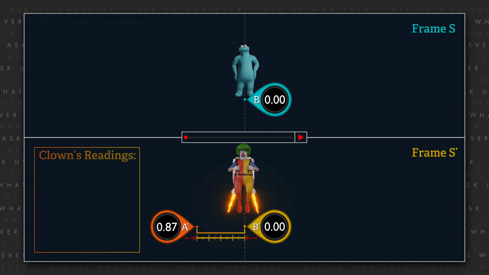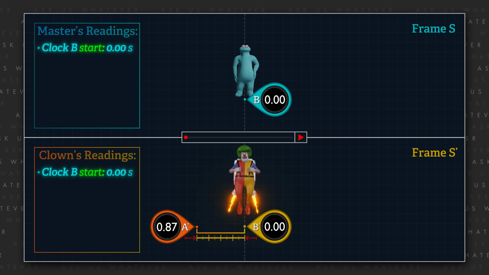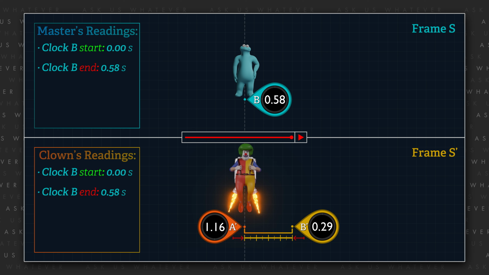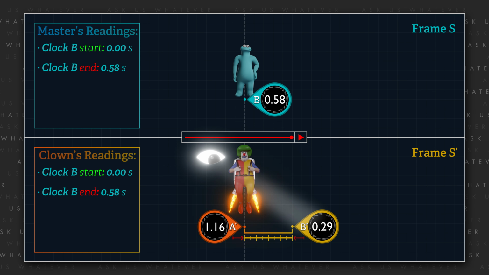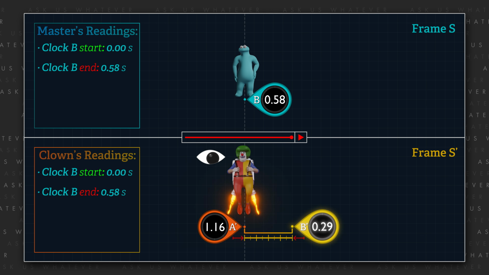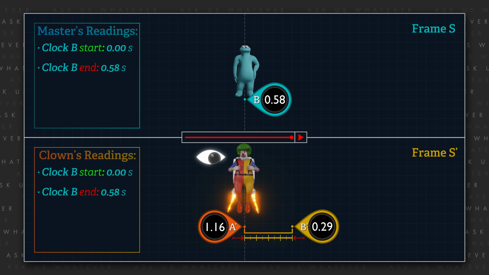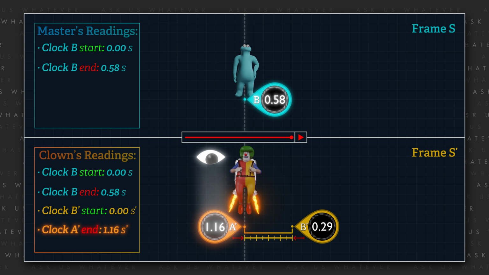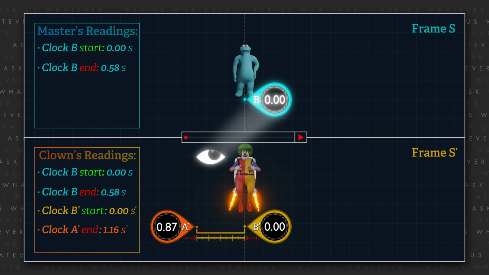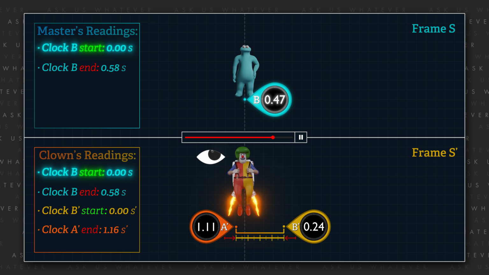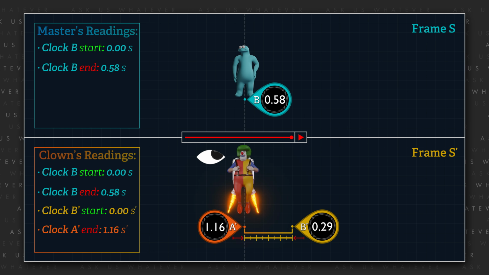So what do the clown and the master observe in the first scenario? Well, the master and the clown are able to observe that 0.58 seconds elapse on a single clock in frame S, while the clown observes that clocks B prime and A prime differ by 1.16 seconds prime if clock B prime is read when it is aligned with clock B, and then clock A prime is read when it becomes aligned with clock B. Since the clown was able to look over at clock B when clock B was aligned with clock B prime, and also later when clock B was aligned with clock A prime, the clown would have noticed that 0.58 seconds had elapsed on clock B in that interval.